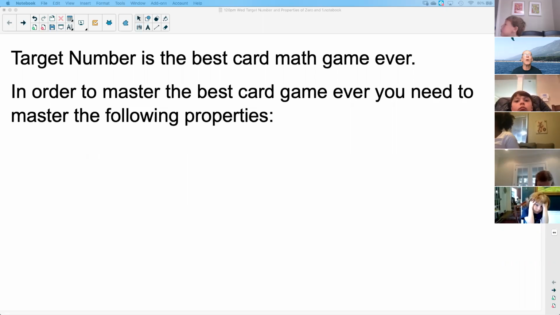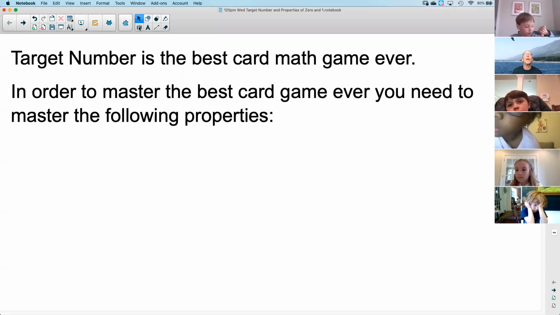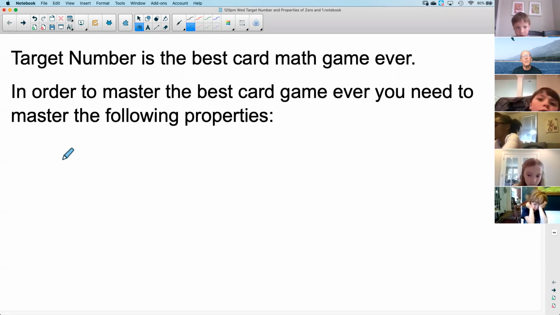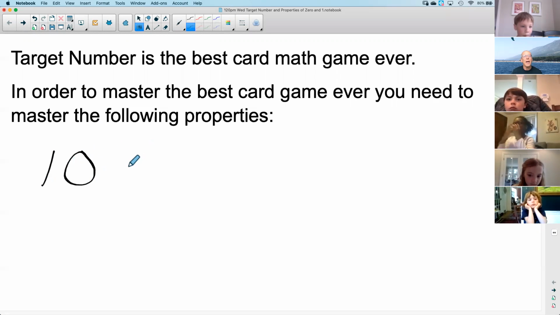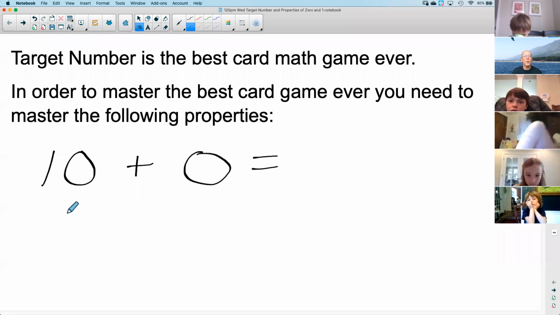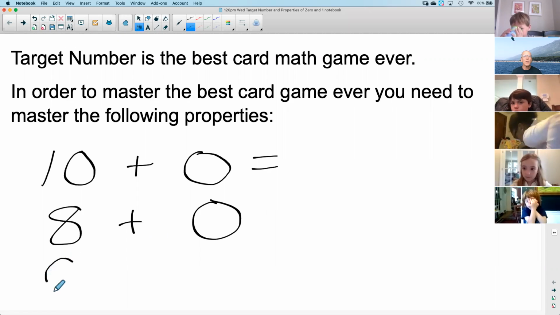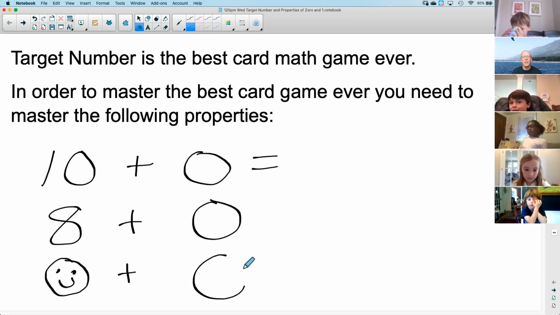So the first thing I want you guys to do is write down on your piece of paper this property, which is, well, maybe you could just tell me this. Let's use Mr. Kramer's favorite number, 10, and let's add to that the number 0. Let's take the number 8, another one of my favorite numbers, and let's add the number 0. Let's take the number smiley face and add it to 0.